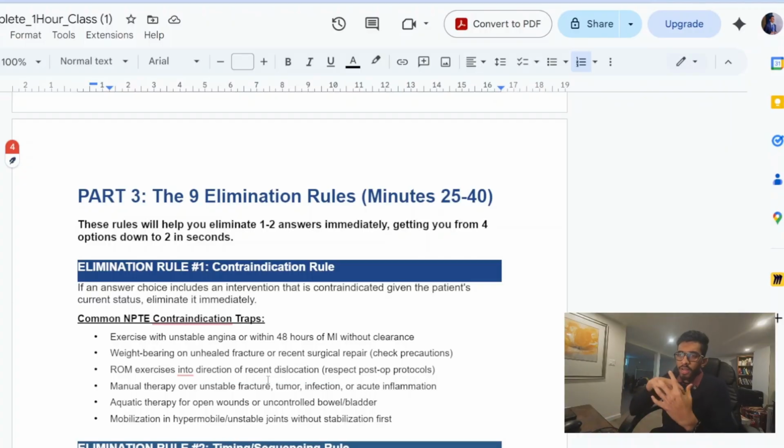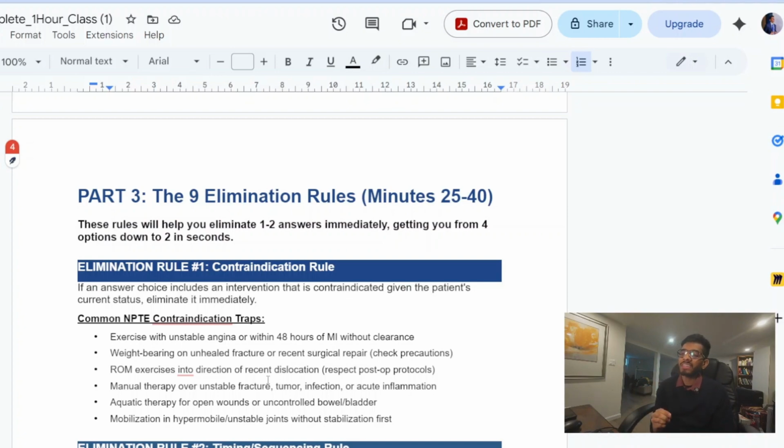Okay, so now we are entering part 3, the elimination rules. If you have mastered these rules, you're going to get the answers right every single time. So, mastering the system and the elimination rules, okay? These rules will help you eliminate 1 to 2 answers immediately, getting you from 4 options down to 2 in seconds. Elimination rule number 1, right?